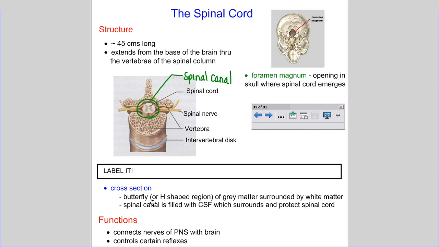Yesterday we talked about the cross section and how you can see that butterfly or H-shaped region of gray matter that's surrounded by white matter, and around that we have the meninges. We also have the cerebrospinal fluid, which helps to protect. What are its jobs? It connects the nerves of the peripheral nervous system with the brain, and it also controls certain reflexes. So we're going to talk about how your reflexes work next. The whole reason for reflexes is to help us respond before our body becomes damaged, a way that we can pull ourselves away from harm before much harm is done to us.